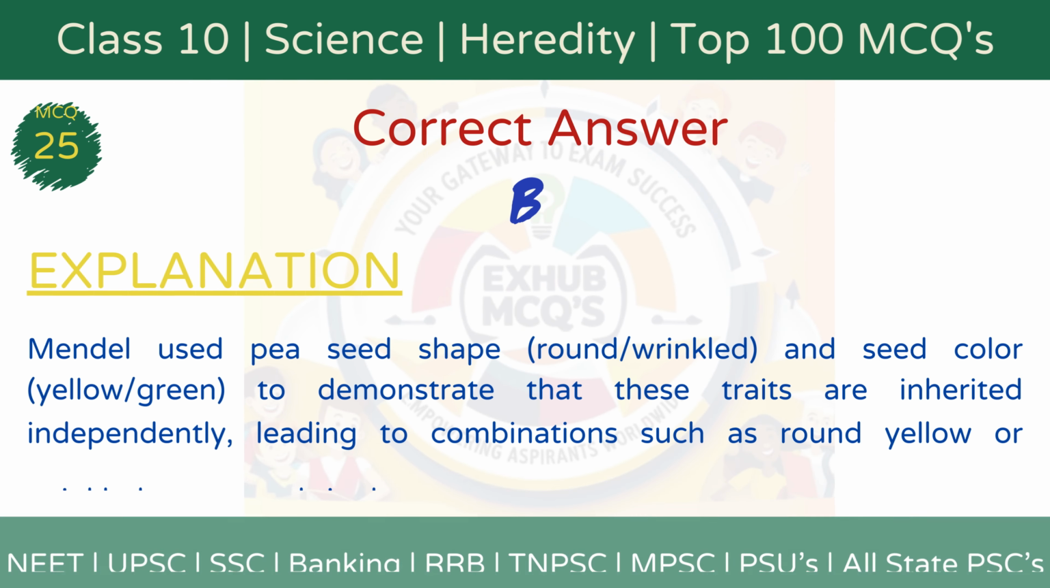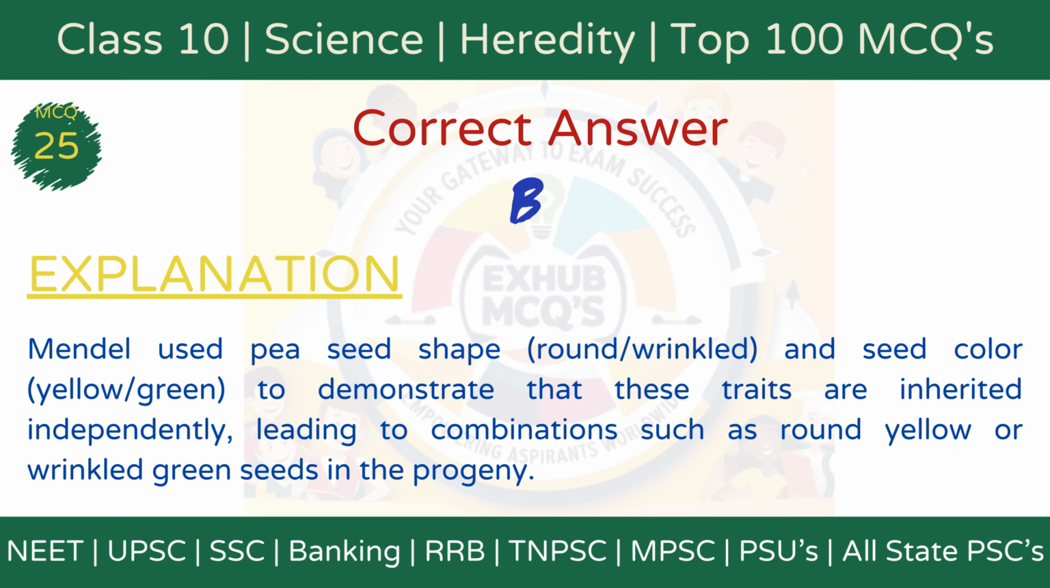The correct answer is option B, pea seed shape and color. Explanation. Mendel used pea seed shape, round or wrinkled, and seed color, yellow or green, to demonstrate that these traits are inherited independently, leading to combinations such as round yellow or wrinkled green seeds in the progeny.